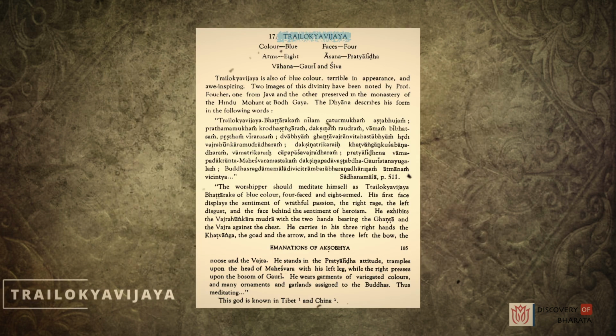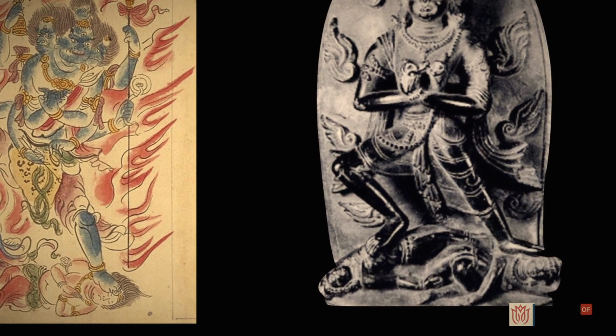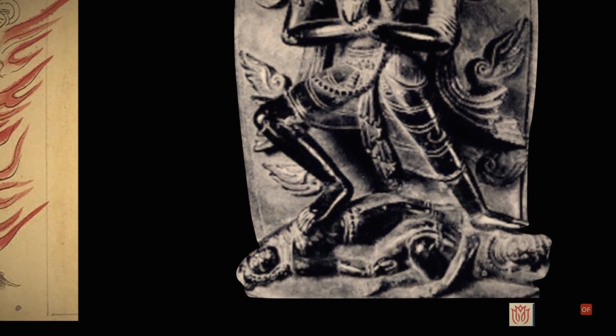Trilokya Vijaya. He stands in the Pratyalida attitude, tramples upon the head of Mahesvara with his left leg, while the right presses upon the bosom of Gauri. We can clearly see how Trilokya Vijaya is trampling upon the head of Maheshwara with his left leg, while the right presses upon the bosom of Gauri.